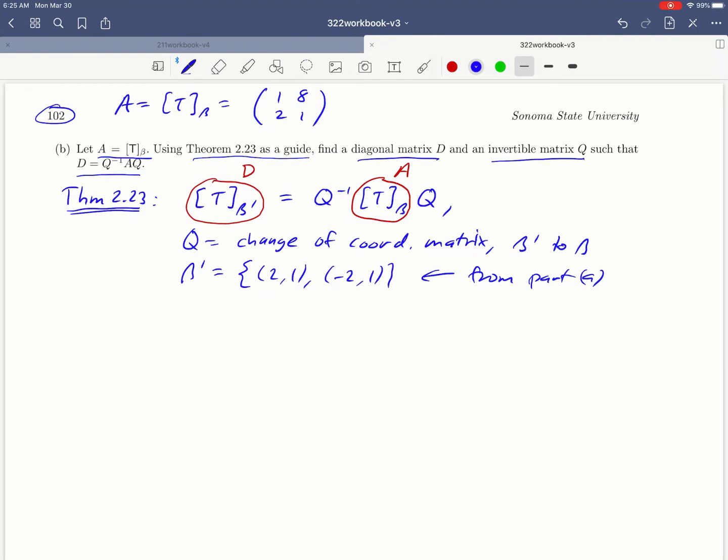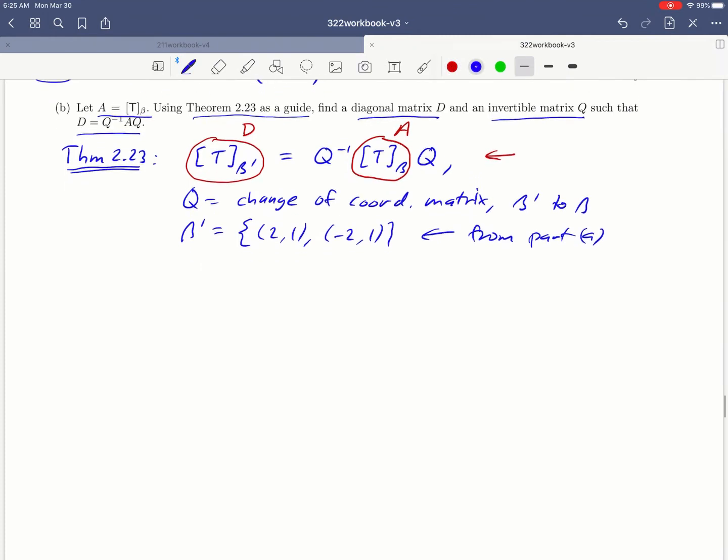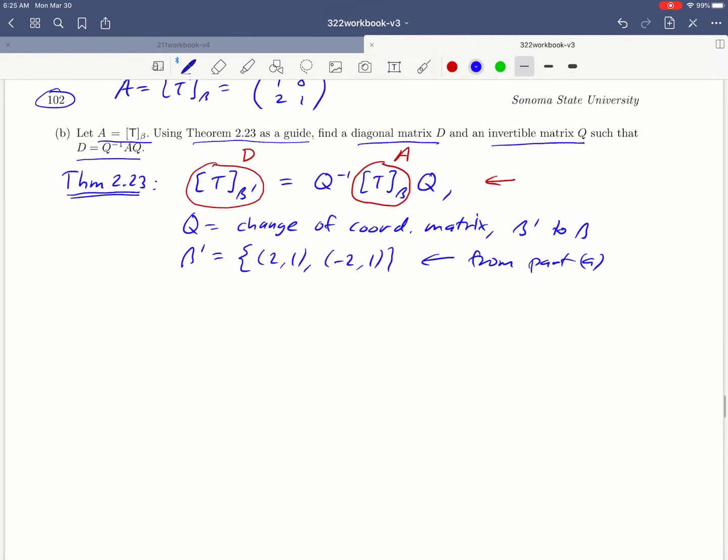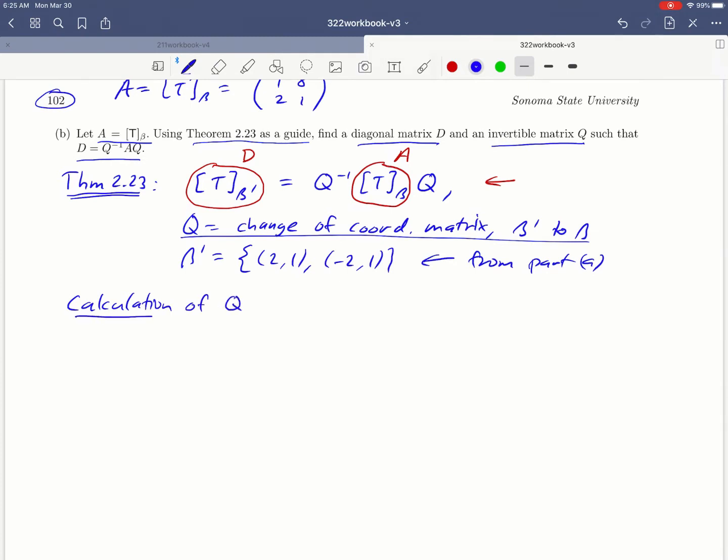So if we want to confirm this equation up here, we need to do some calculations. All right, so let's do that below. One thing that we need is to actually calculate the matrix Q, this change of coordinate matrix. So let's start there. It's a change of coordinate matrix going from beta prime coordinates to beta coordinates.